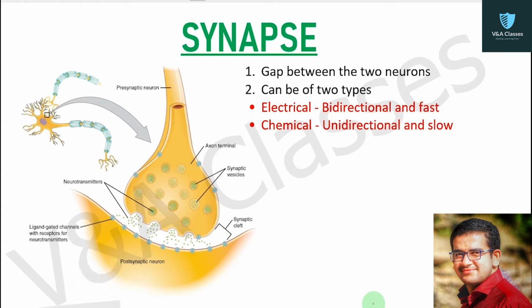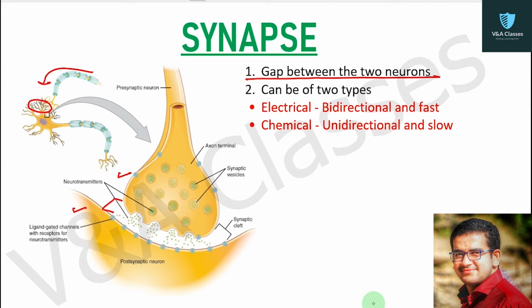The topic is synapse. So what are synapses? They are the gap between the two neurons. As you can see in this diagram, this is the axon of the first neuron and these are the dendrites of the second neuron. So the space which is formed between the axon and the dendrite of two neurons is called the synaptic space or the synapse.